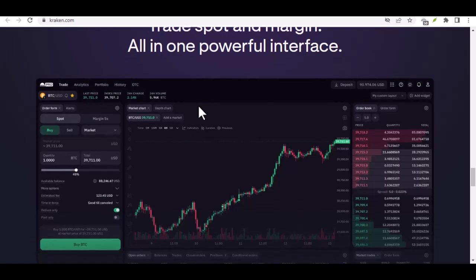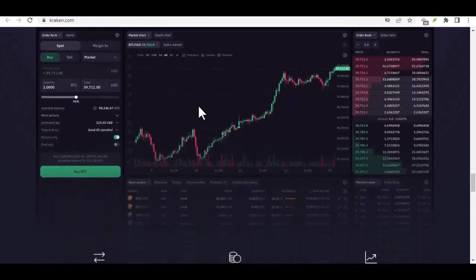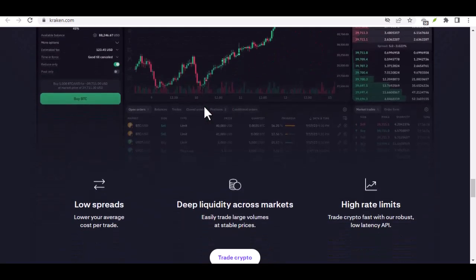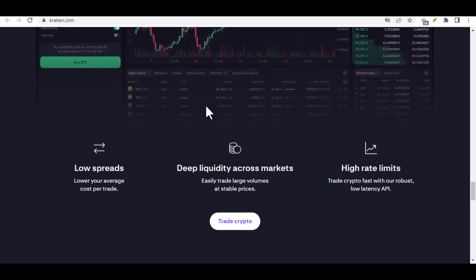And the best part? Kraken Pro's fee structure is designed for active traders, with a maker-taker model that offers significantly lower fees than the regular app as your trading volume increases.